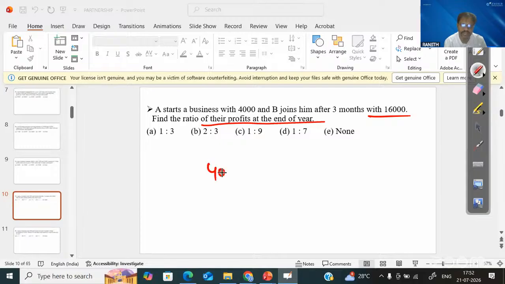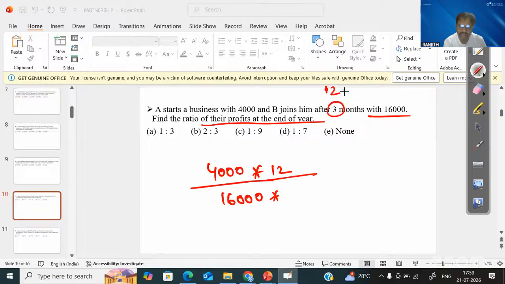So A's investment equals 4,000 and B joins him after 3 months with 16,000. So investment of B equals 16,000, and the time period of A equals 12 months, and the time period of B is after 3 months. Total in a year equals 12. After 3 months equals 12 minus 3, which is 9. Where three zeros are cancelled.